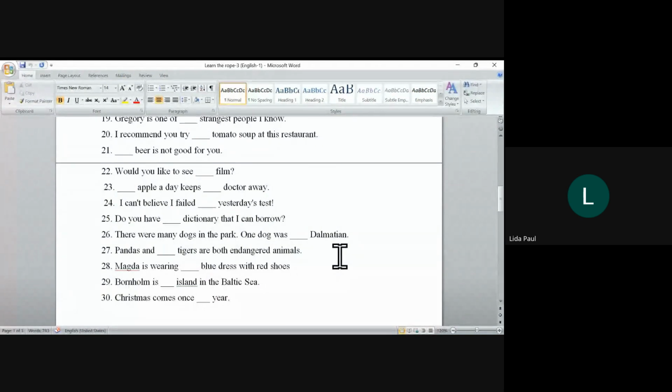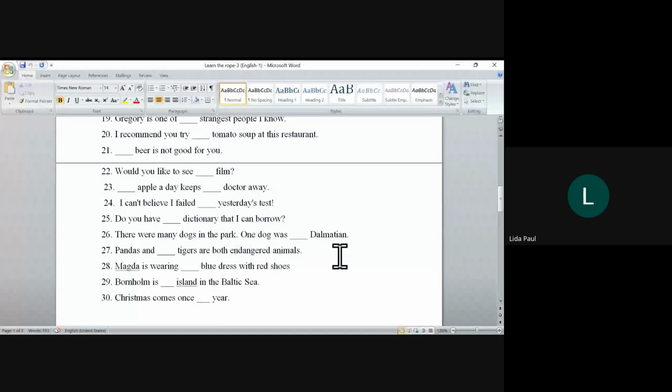26. There were many dogs in the park. One dog was dash Dalmatian. Ma'am, do you need anything there? It's the name of the breed, right? Can we simply say one dog was Dalmatian? Name of a breed, right? So usually you don't require an article before it, unless you are using it to refer to one among the Dalmatians. You don't have to use an article here. You're talking about the breed of that particular dog, so you can simply say one dog was Dalmatian. Okay.